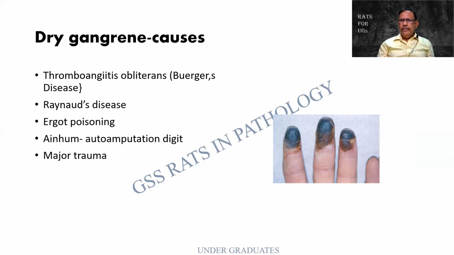Any major trauma, electrical shock itself, can lead to gangrene. So these are some of the examples: thromboangiitis obliterans or Buerger's disease, Raynaud's disease, frostbite, ergot poisoning, ainhum, major trauma such as an electrical shock. I would like you to kindly appreciate it. These are the digits that have undergone gangrene. Only thing is, there is a definite line. I can draw a line between the diseased portion and the viable portion. As in the previous slide, there are some differences which I shall be explaining in a tabular form.